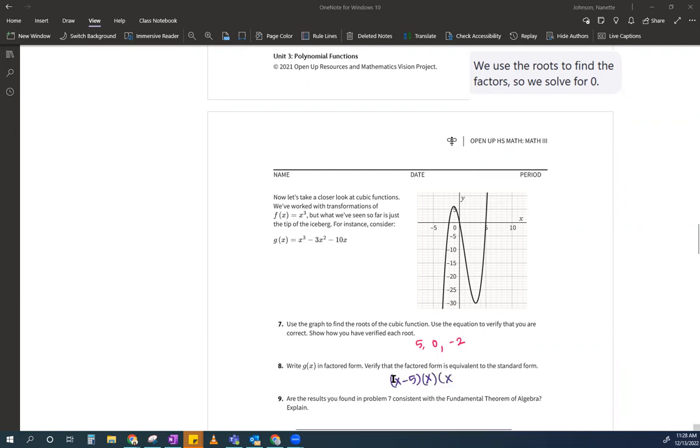Then it says verify the factored form is equivalent to the standard form. How would you verify this is equivalent to this? What would you use to verify that these are the same? What would you do? Yeah, I'd use Desmos too.